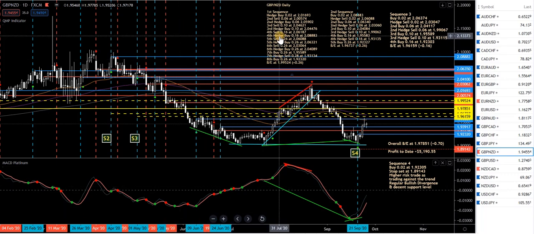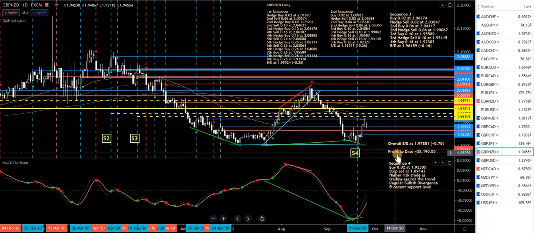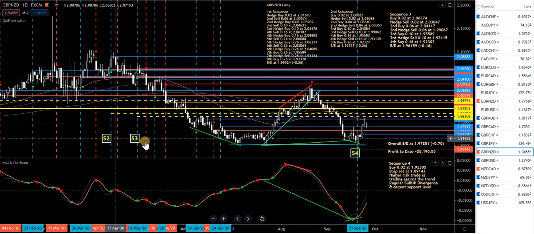I'm starting to make inroads. Look at the profit. Profit to date is over $5,000. So I'm just going to keep on working these other sequences, keep on closing trades, get a little bit creative in trade management, and we're getting closer and closer to the overall break-even, which is a solid yellow line.